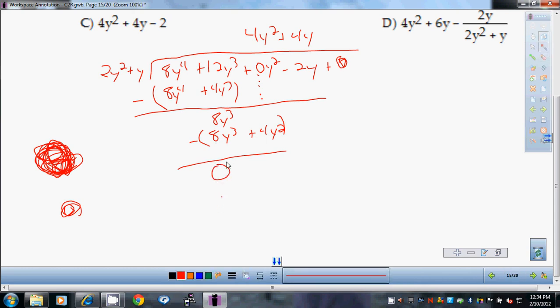We're almost done. Minus 4y squared. You can bring down the 2y. How many times does this go into that? Negative 2. Multiply that through. So let's go ahead and finish it. Subtract again. Everything cancels. Nothing to come down. So there wasn't a remainder. So yes, it would be C.